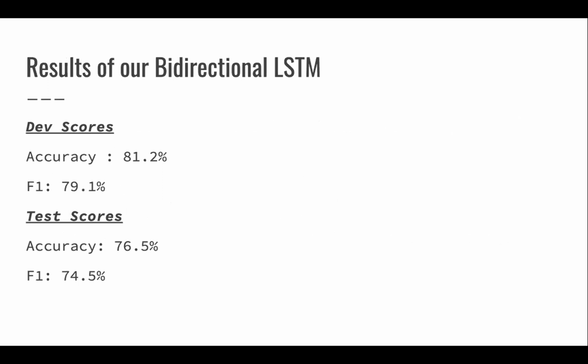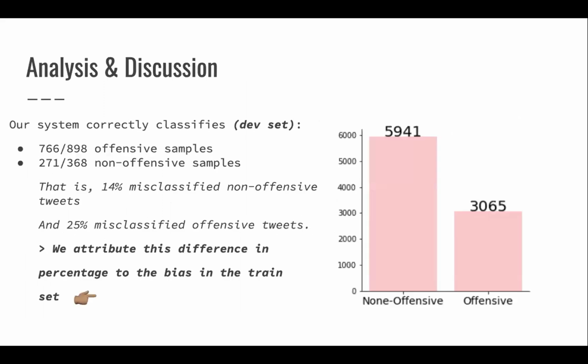The results after passing these enhanced representations to our bidirectional LSTM for the development data set are 81.2% for the accuracy and 79.1% for the F1. And our test scores are 76.5% and 74.5% for the accuracy and F1 respectively.